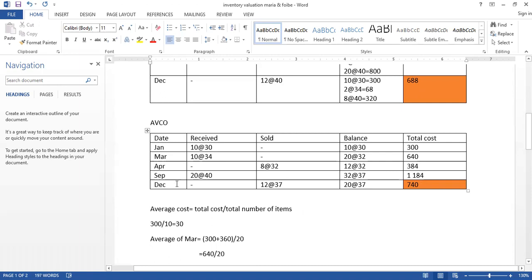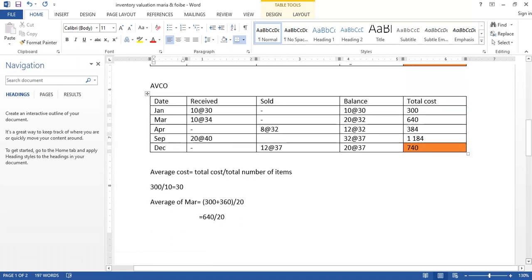And then you move on to December. So in December, we did not receive, but we sold. How many units? We sold 12 units. So out of the 32 units, we sold 12 units at the price of 37. So how much will be remaining? 32 minus 12 will give us 20 units at the price of 37. And then our total cost or our closing stock will be 740. Do you understand? I do.